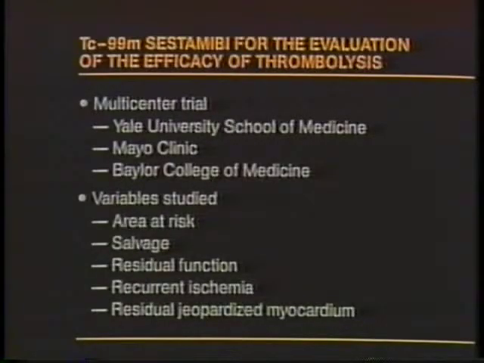A study was conducted to evaluate the efficacy of thrombolytic therapy in patients with acute MI utilizing serial cardiolite imaging. In the setting of acute MI, cardiolite can provide information on the myocardial area at risk and the extent of myocardial salvage after thrombolysis. With a first-pass cardiolite study, an MI can be evaluated post-thrombolytic therapy. In addition, recurrent ischemia and residual jeopardized myocardium can be assessed prior to discharge.